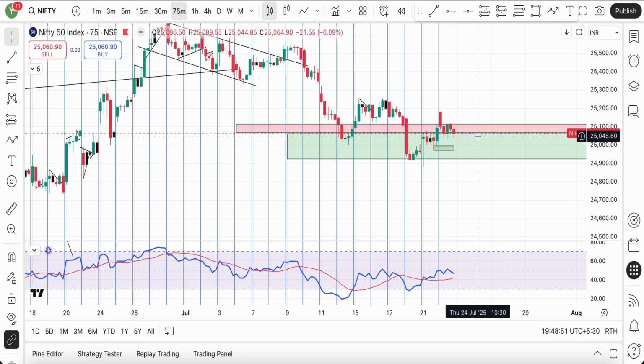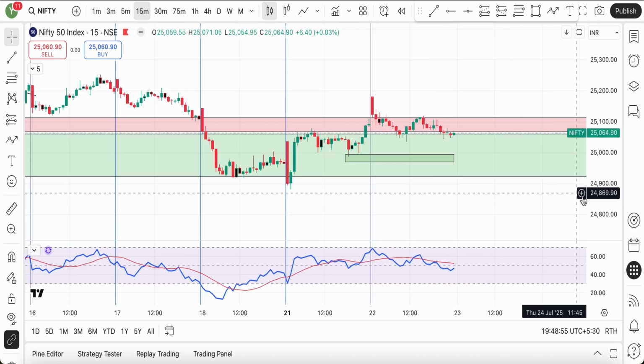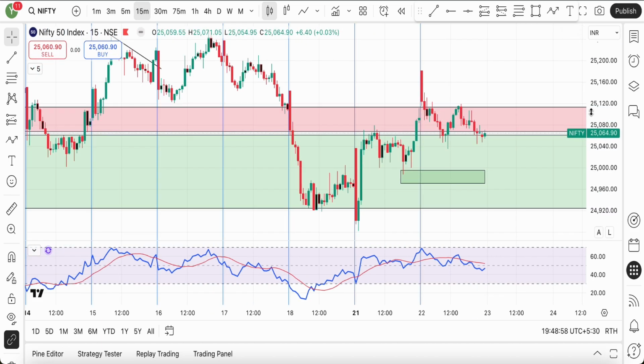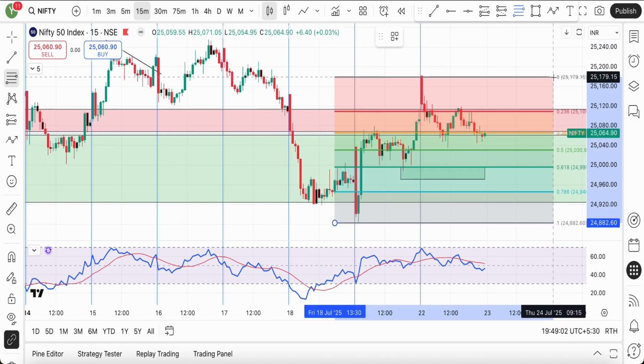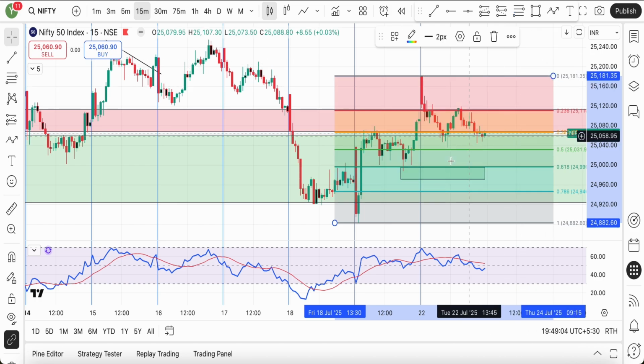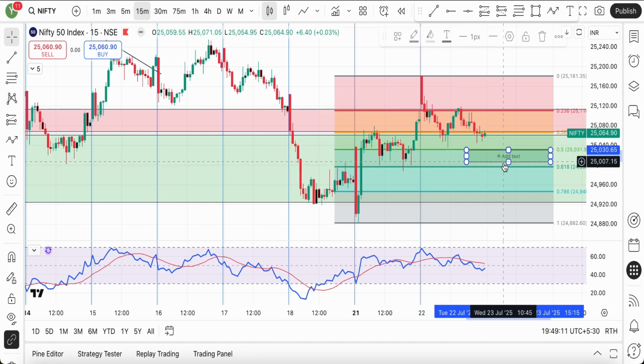Let me just check the 75 minutes time frame also very quickly. Yeah, absolutely fine. Just that a new high was created, so we will be revising this particular zone of ours. It will now be moving around here.